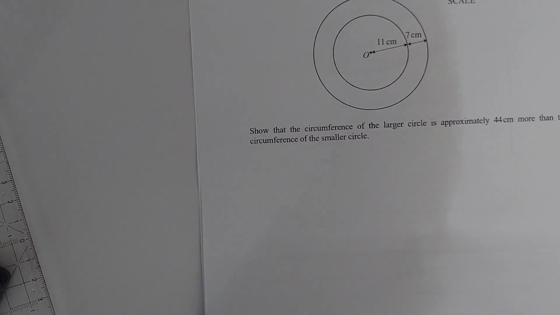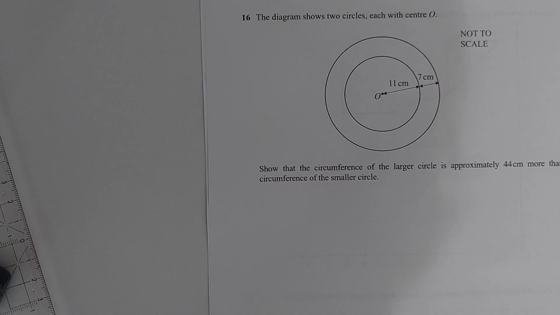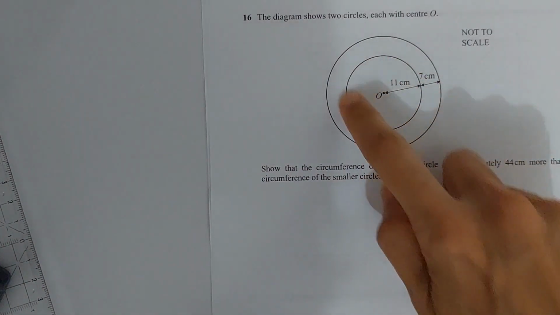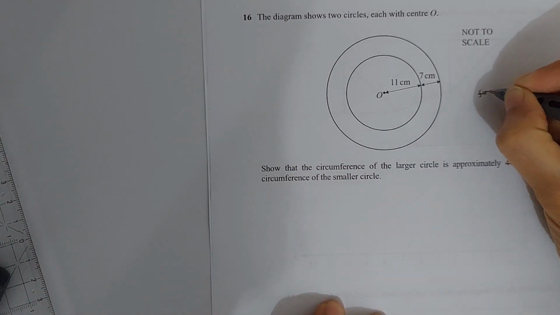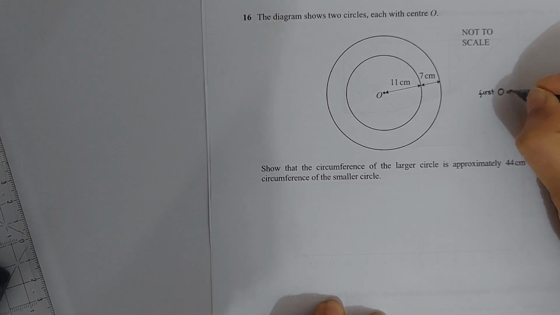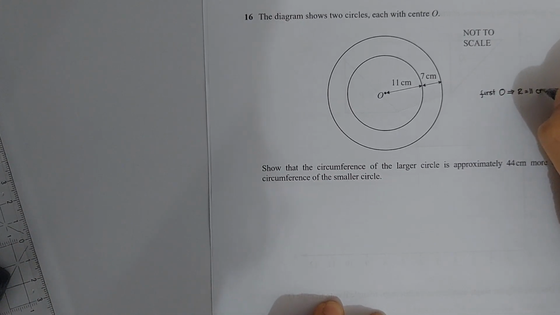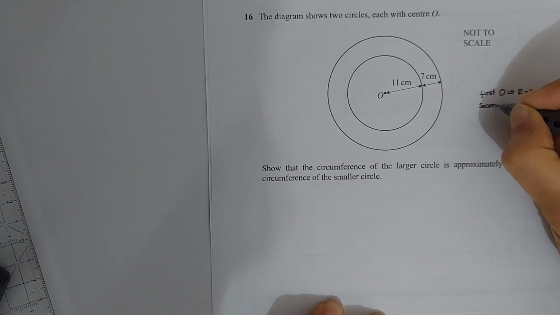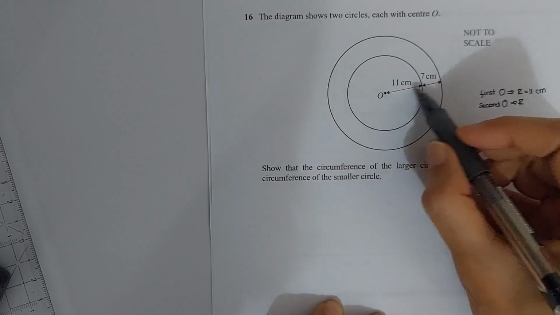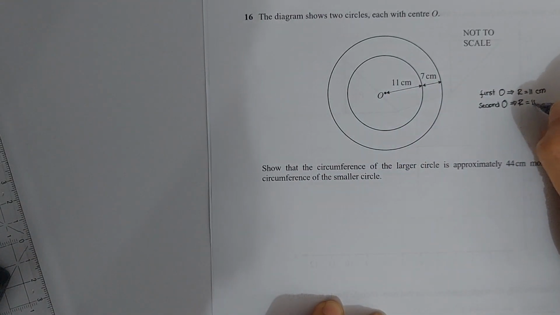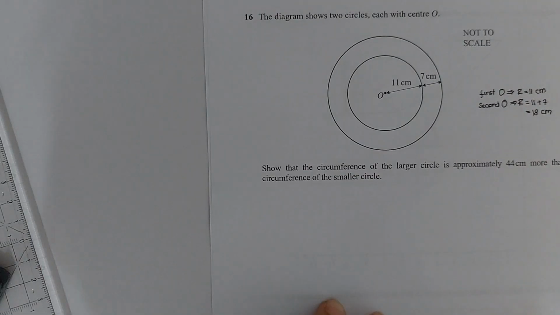And then after that, we go to number 16. Number 16, the diagram shows two circles with center O. This one is the center. The first circle, the radius is 11 centimeter. And then the second circle, the bigger one, the radius will be 11 plus 7, so 11 plus 7 will be 18 centimeter. Yeah, to make it clear.